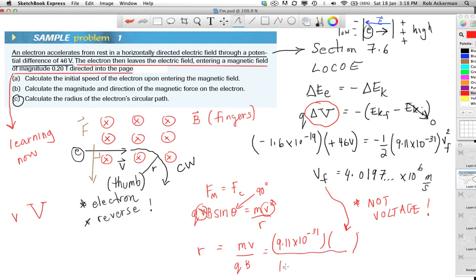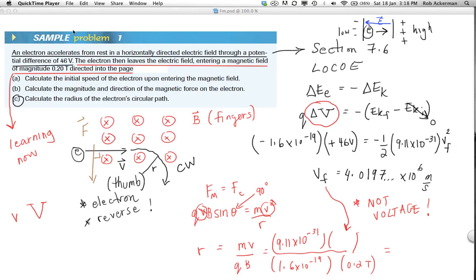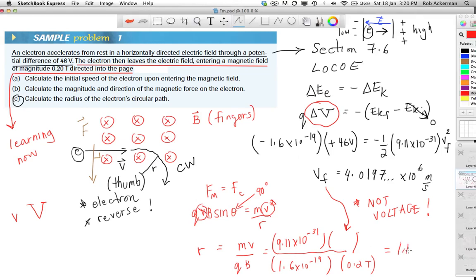Divide by the charge on an electron, 1.6 times 10 to the negative 19 coulombs, multiply by the 0.2 tesla magnetic field, and what do you get? I'm going to do this calculation. You can do the same. Okay, folks, and the number that I got is about 1.14 with a bunch of extra digits times 10 to the negative 4 meters. So just about 1/10 of a millimeter is the radius here, which is a pretty small radius.